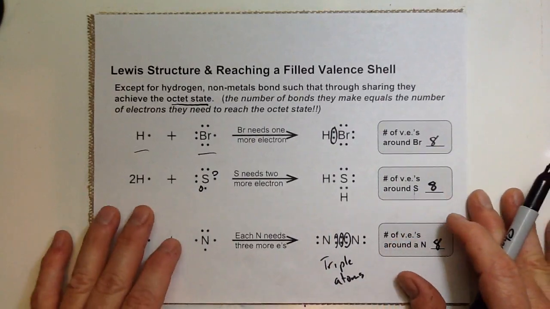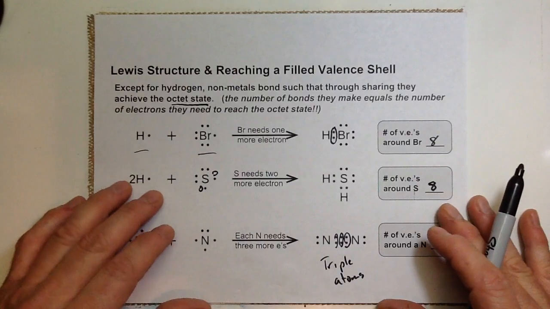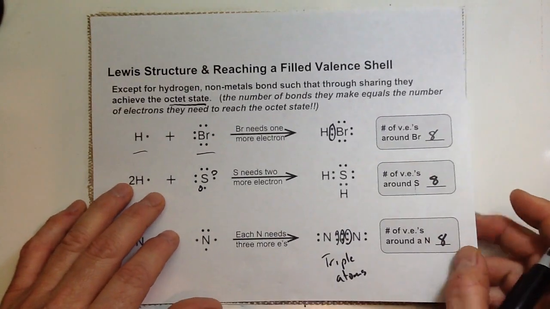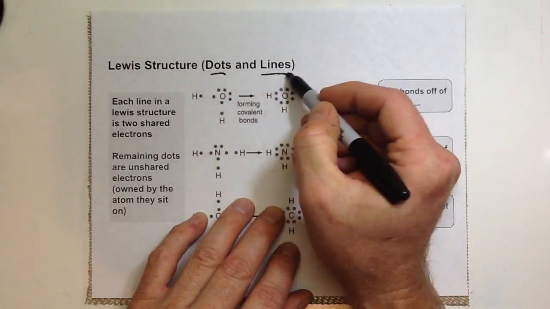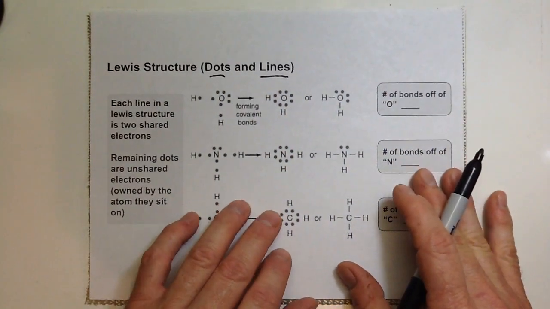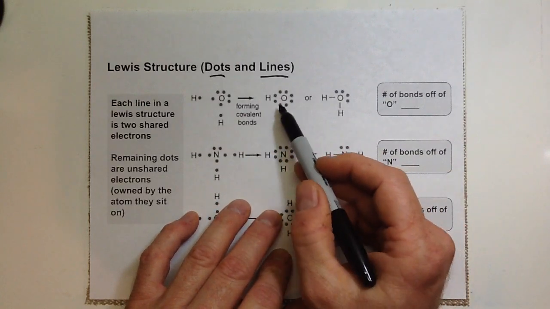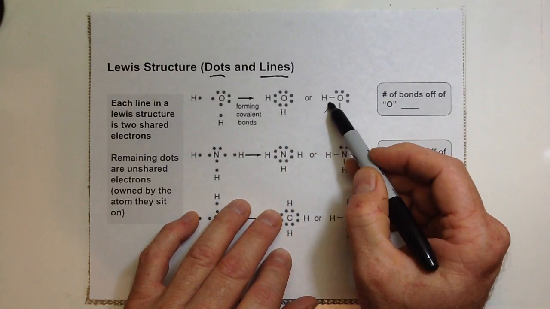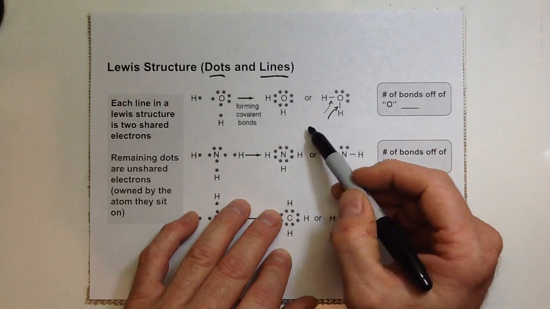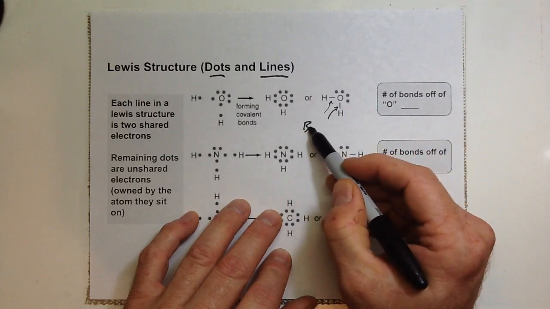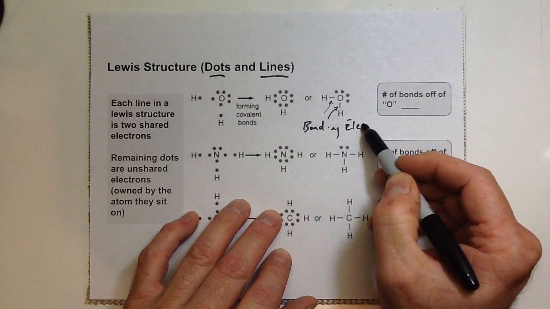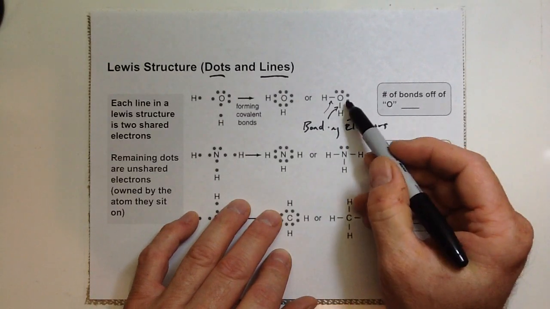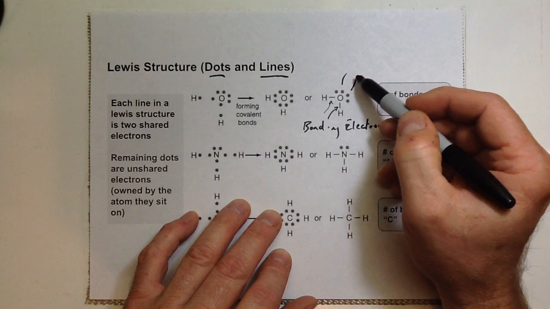So I hope you've been convinced that we can bond using nonmetals to achieve the octet state, and that's when we stop. Now there are different ways we can draw Lewis structures. From this point on, I'm going to go with just lines. So instead of drawing all the dots, we can designate these lines as the bonding electrons. They're the electrons that were shared between 2 atoms. And these will be the non-bonding electrons.